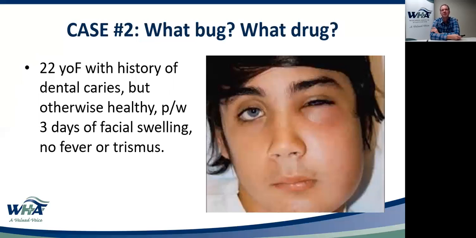So we have a 22-year-old female, and she's got a history of poor dentition, dental caries, but she's otherwise healthy. And for 3 days now, she's been having facial swelling. It got a lot worse last night, which is what made her come into your emergency department. She has no fever, no trismus, but the diagnosis here is a dental infection, a periapical abscess that has moved into the maxillary space. And my question for you is, what bacteria are we thinking about here, and what drug would you recommend? And again, please feel free to chime in.